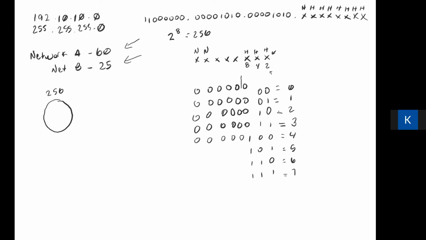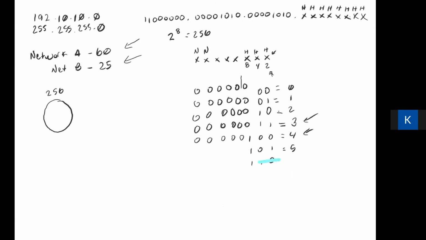If we have 1 bit, that's 2. If we have 2 bits, it doubles to 4 combinations. And each combination is going to be a different IP address number. For example, this combination right here, on the last octet, will give us this IP address, 192.10.10.3. That's one IP address. This one right here would be 192.10.10.4, and so on.